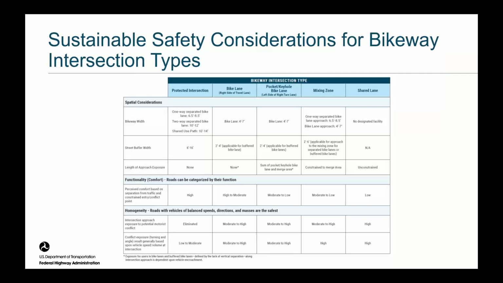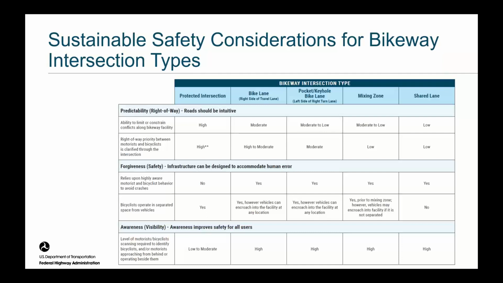Along with the spatial considerations, we looked at a variety of pieces that were also included in the bikeway selection guide. Thinking about functionality and perceived comfort, we wanted to show how each intersection type stacked up against one another when it came to all of these factors, thinking about approach exposure, as well as the actual exposure in those conflict areas. You can go to the next slide.